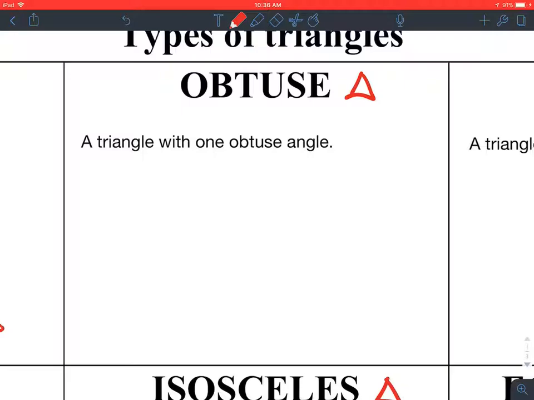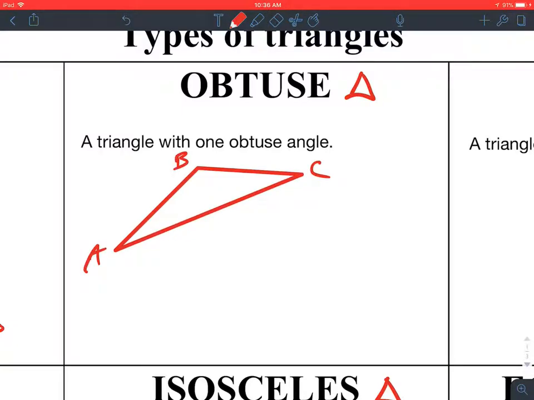An obtuse triangle is a triangle with one obtuse angle. It's impossible to have more than one obtuse angle in a triangle. Here's an example of an obtuse triangle. What's an obtuse angle? An obtuse angle is less than 180 degrees but bigger than 90. So it's between 90 and 180.